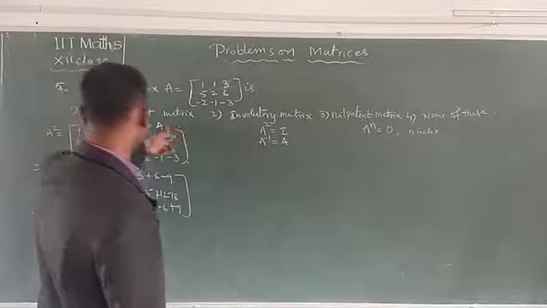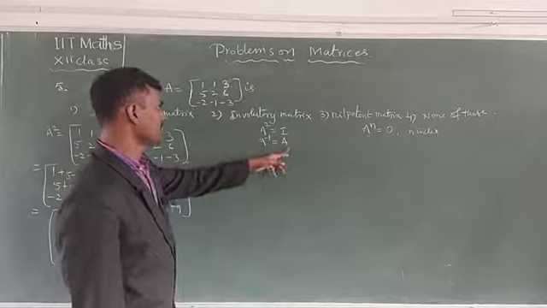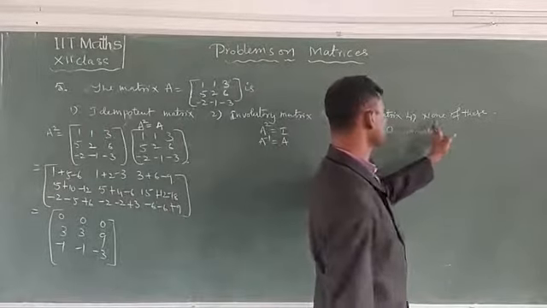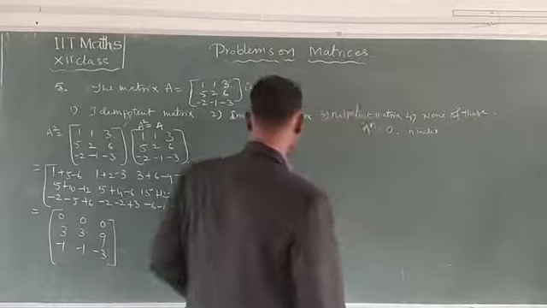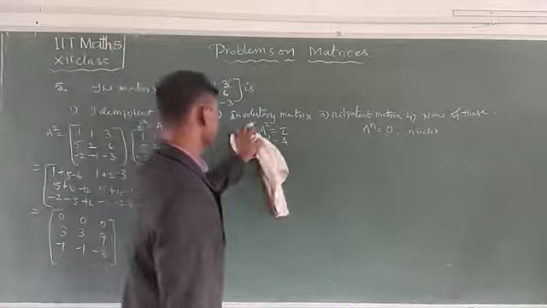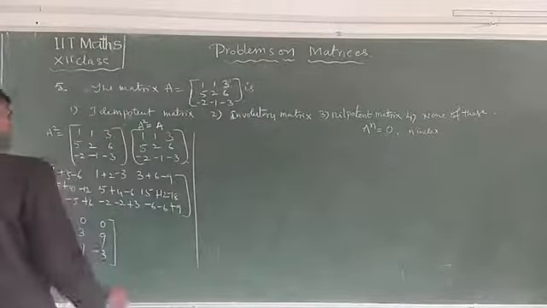Now we can see that A square is not equal to A and A square is not equal to I. Then of the two options, either nilpotent matrix or none of these. Okay, see here. Now A square into A, we can find A cube here.